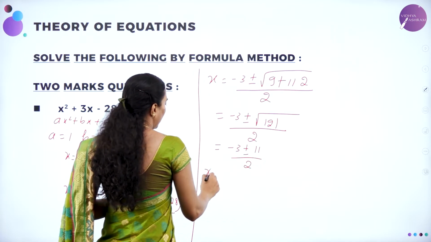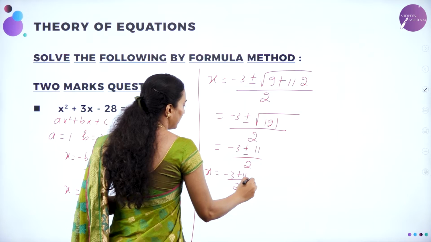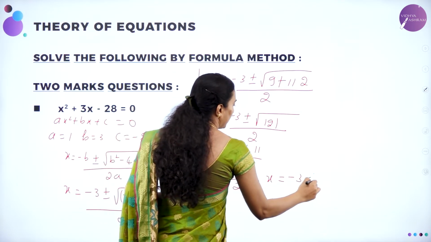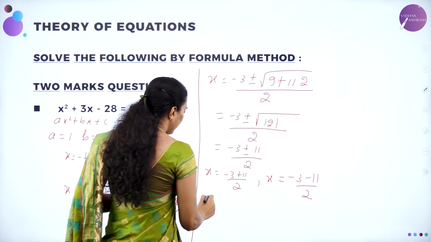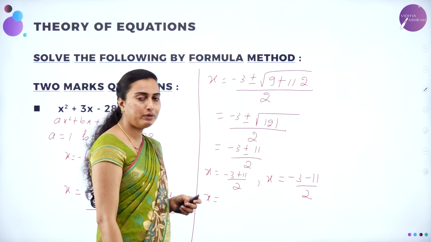One root is what? x is equal to minus 3 plus 11 by 2. Another root is x is equal to minus 3 minus 11 by 2, which implies x is equal to minus 3 plus 11 gives you plus 8 by 2.